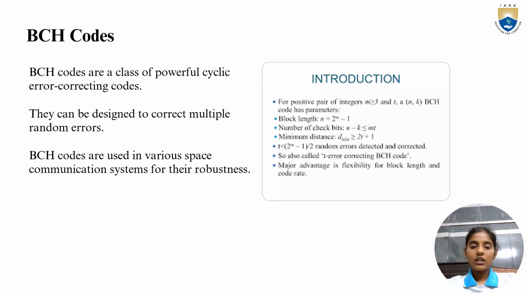BCH codes. BCH codes, named after Bose, Chaudhuri, and Hocquenghem, are a class of powerful cyclic error correction codes. BCH codes are a family of cyclic error-correcting codes that are widely used in digital communication systems. The key characteristics: BCH codes can correct multiple errors, making them suitable for applications with high error rates. And BCH codes are a type of cyclic code, meaning that they can be represented by a cyclic polynomial. BCH codes are used in various communication systems for their robustness.